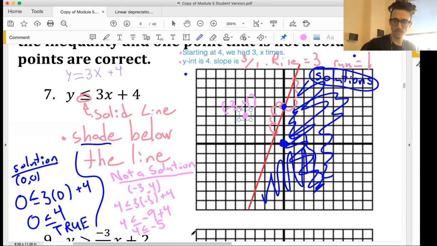What do you think about this? Is this true or false? Hopefully you're saying false. So lo and behold, we showed that if it's not a solution to the inequality, when we plug it in, it creates a false statement. Whereas if it plugs in and it's true, it is a solution. There you go.